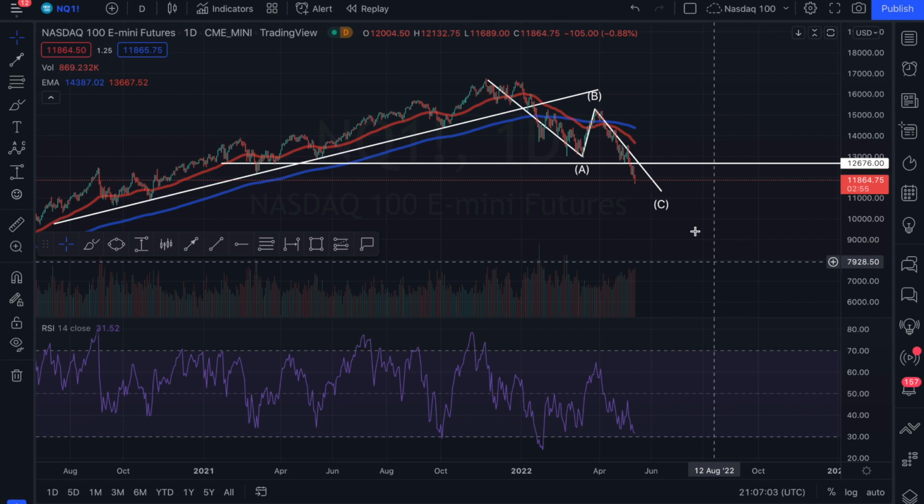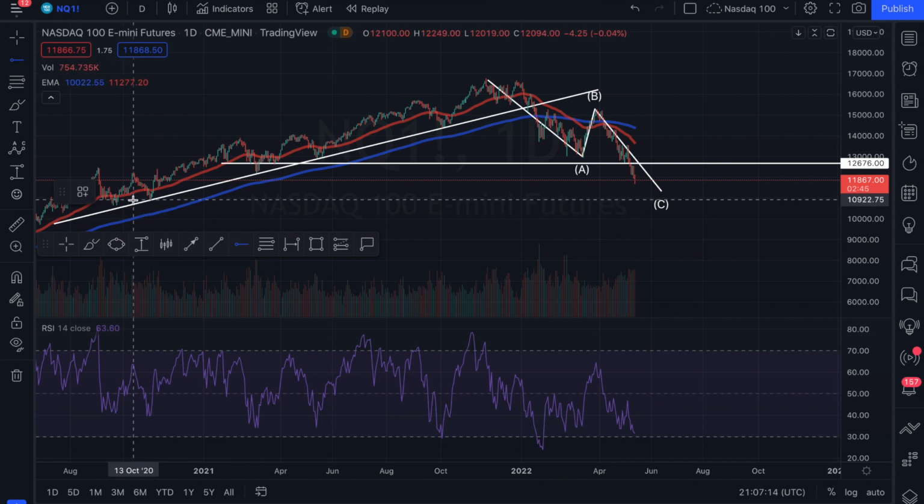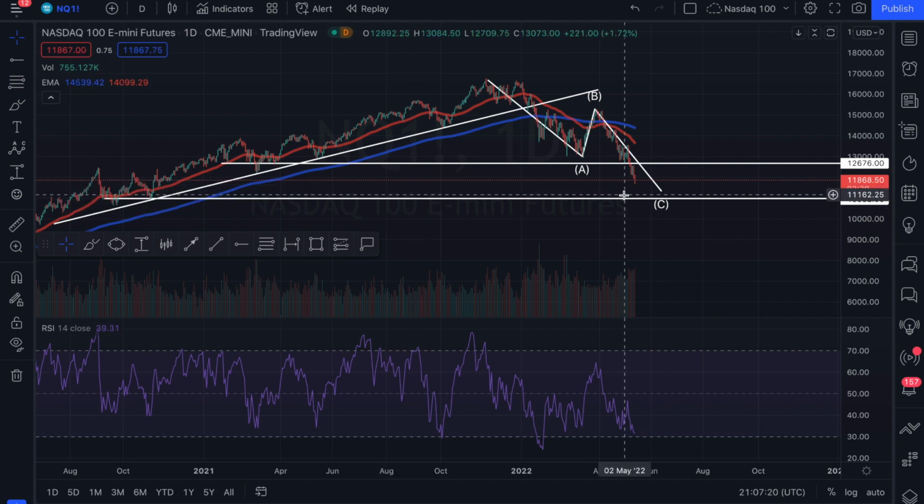Now why? Well, that's because we broke this supportive area which was around 12,600 to 12,500, and I said if we break below there then I think the next stop is 11,000. Why 11,000? Well, that's because that's an area where we found support dating all the way back to September 2020. Let me just put that white line there.